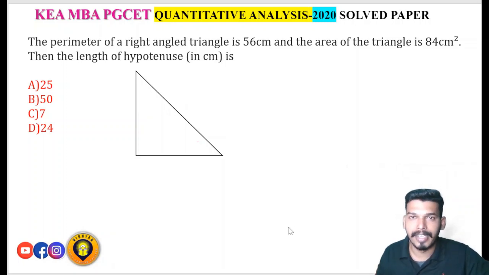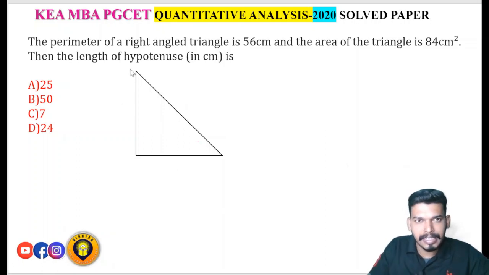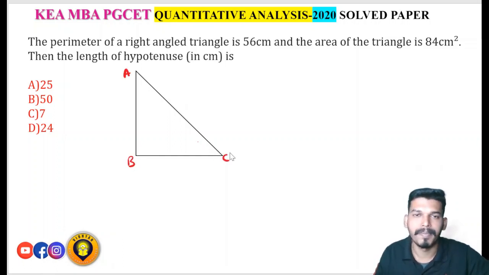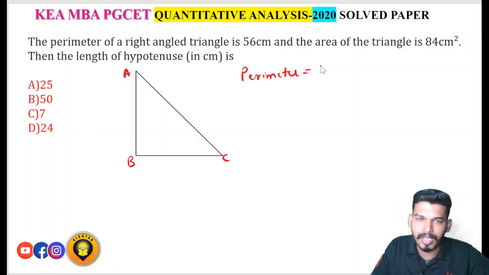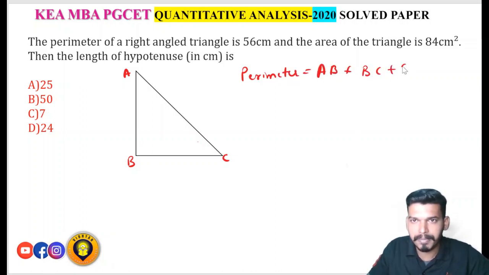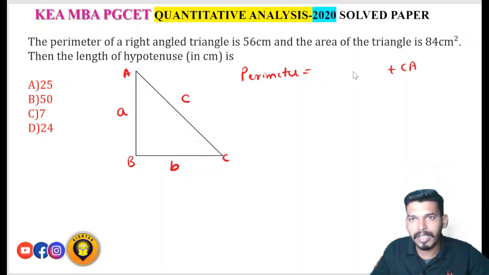The perimeter of a right angle triangle is 56 centimeter and the area of the triangle is 84 centimeter square. Then the length of hypotenuse in centimeter is. So first let us denote this right angle triangle. Let this point be A, B and C. Perimeter is the sum of the length of all the sides. Let us denote AB as a units, BC length as b units, and AC length as c units. So perimeter is AB plus BC plus CA, that is a plus b plus c.